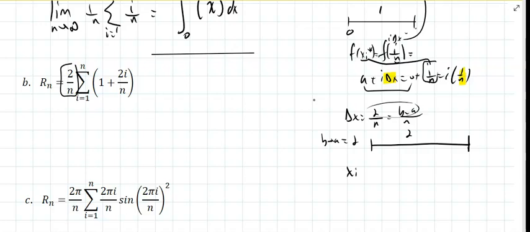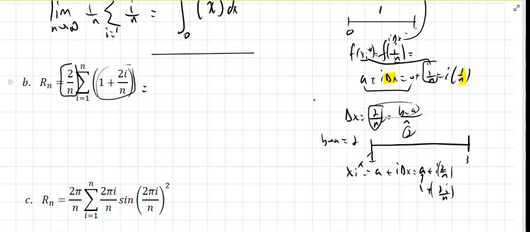We know x sub I star is whatever you take in f of x with. Well, that's a plus I times delta x. In our case here, that's going to be a plus I times delta x, 2 over n. Well, if I glance at what I'm given, 1 plus 2 times I over n, that means you're starting at 1. If you're starting at 1 and the length of the interval is 2 units, so we're integrating from 1 to 3. And what do you substitute this in to get it back? Well, that's just x dx again.